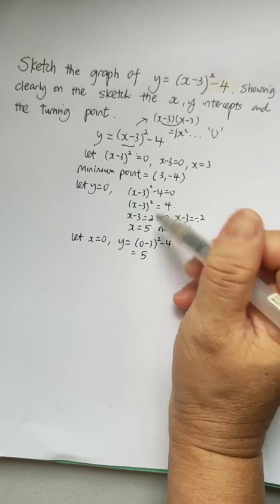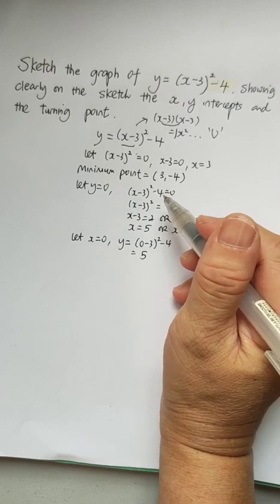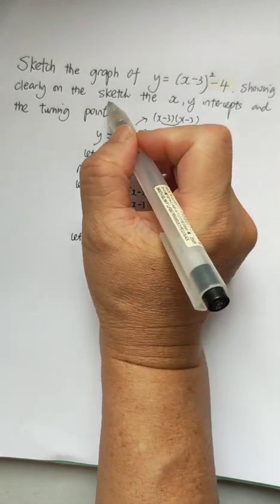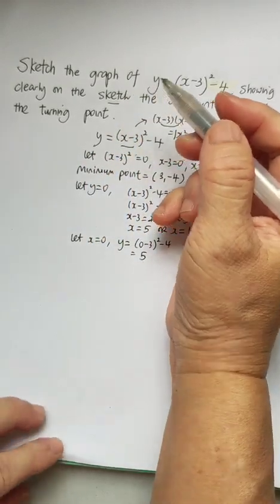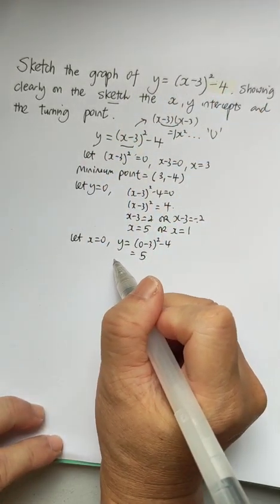So your y-intercept will be equal to (0 minus 3) squared minus 4, and that gives you 9 minus 4, which gives you 5. By finding all these things, you're not going to get any marks, because what you need to do is to provide the sketch for the graph. That is where your marks will come from.